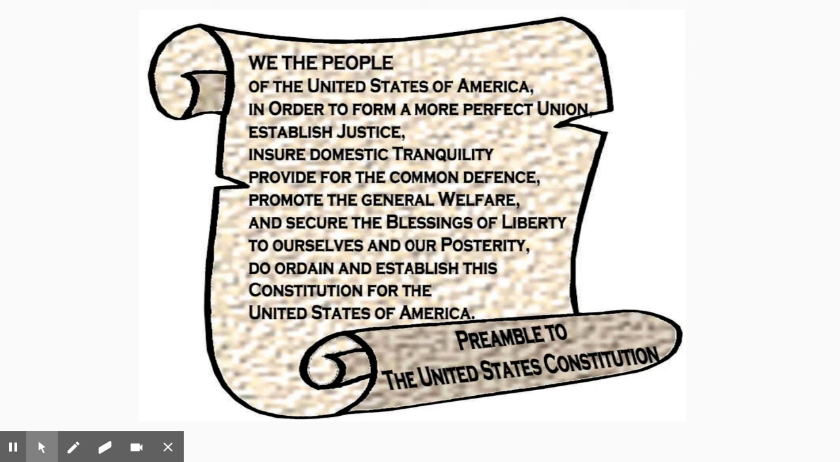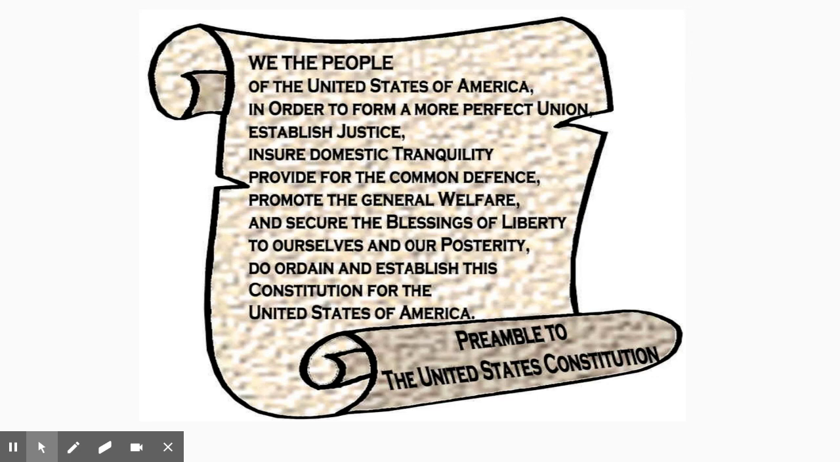So, in order to form a more perfect union. Well, if we're forming a more perfect union, we are acknowledging that there was a less perfect union. And that less perfect union is a direct reference to what came before, which is the Articles of Confederation system. Establishing justice. Well, think about it. There was no national court system under the Articles system. It was just state courts. This would establish a national court system.